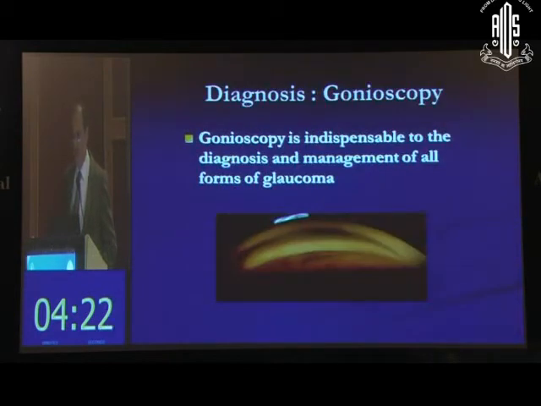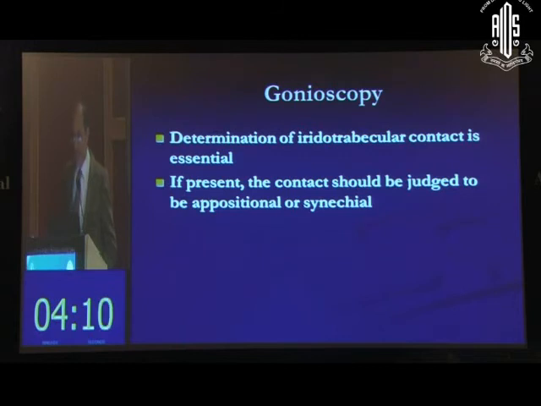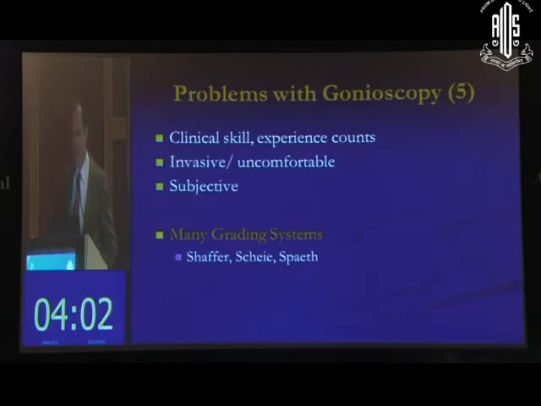Gonioscopy is actually very important and is indispensable for any form of glaucoma, not only angle closure, because without gonioscopy you can't really say whether you are dealing with angle closure or open angle glaucoma. So when you are doing gonioscopy, we determine how much the iridocorneal contact is and whether this contact is synechial or non-synechial angle closure. However, the gonioscopy itself has some issues.